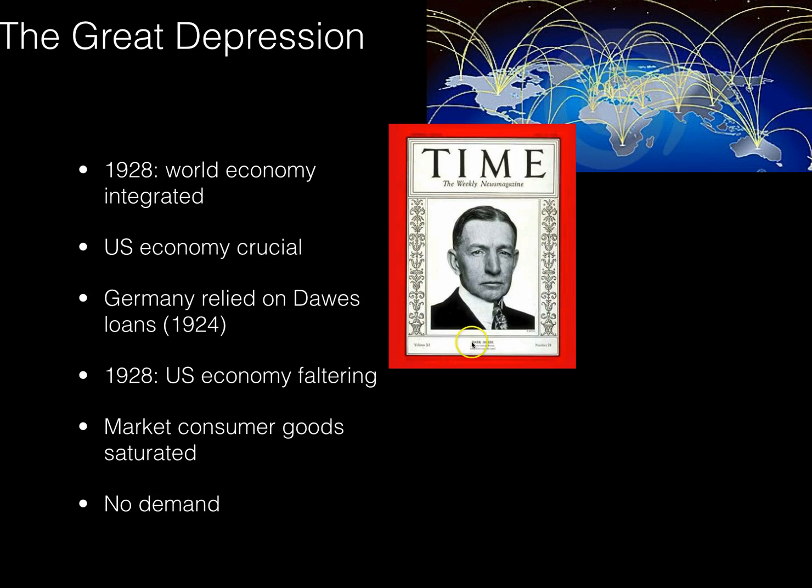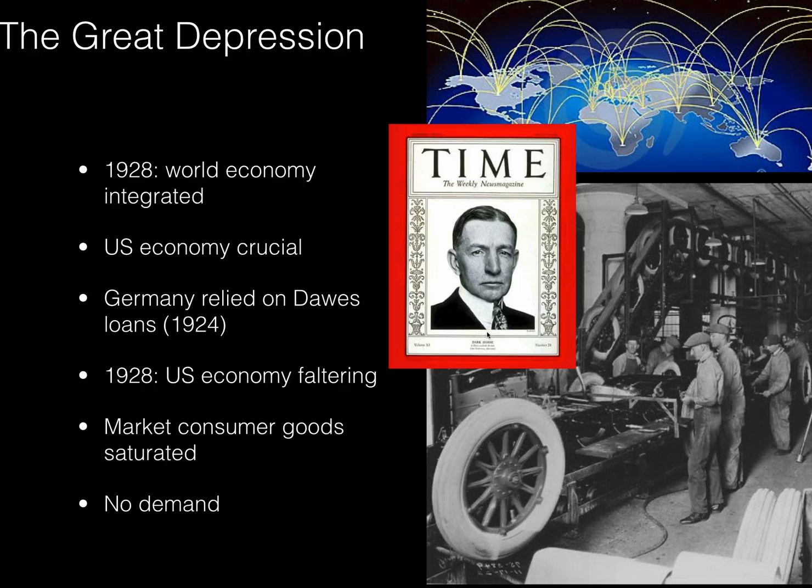Germany itself was heavily reliant for its economic prosperity on the Dawes loans, which had been negotiated with Gustav Stresemann and Charles Dawes in 1924. But by 1928, the warning signs were already there. The US economy was faltering. The market for consumer goods, such as cars and radios, was saturated. People already had them, so there wasn't much demand.